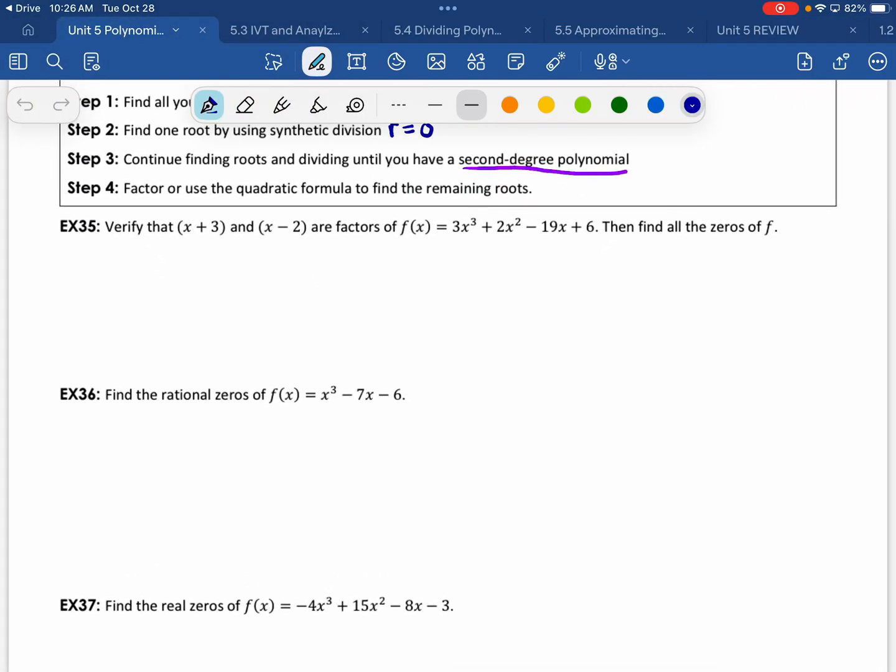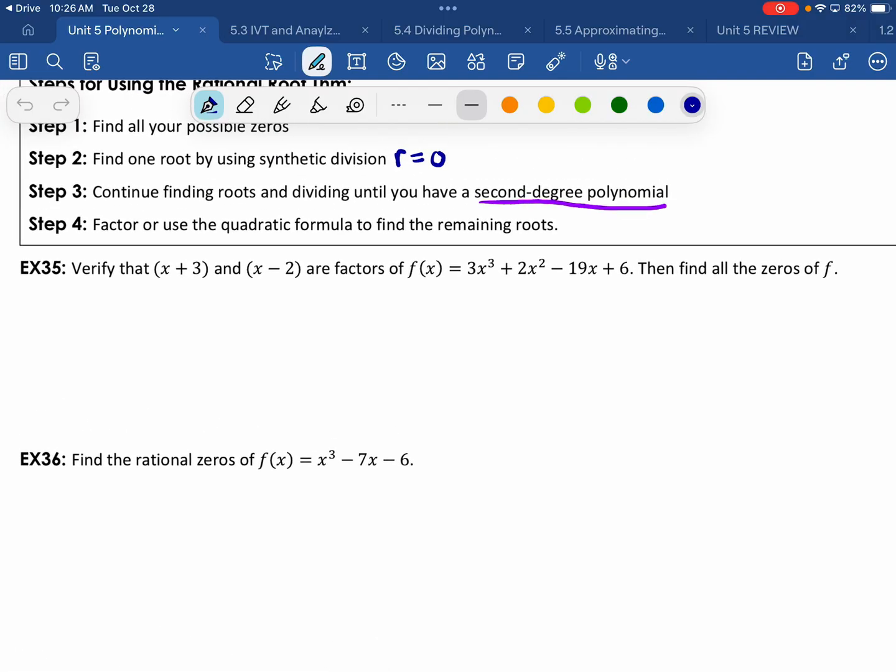Okay, I know you're probably still working, but pause where you're at because I want to make sure I can finish notes. All right, so what you've done is you found all of the possible zeros so far. So let's go back to the notes and let's look at 35.